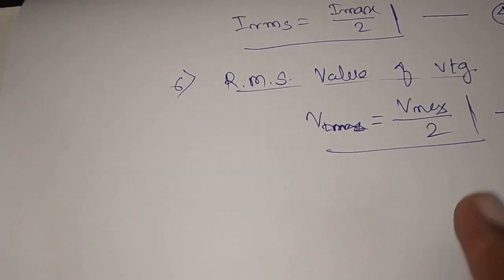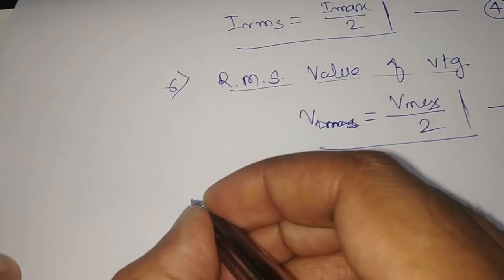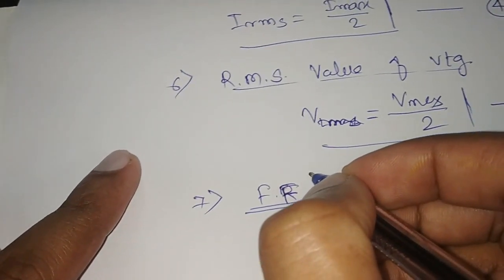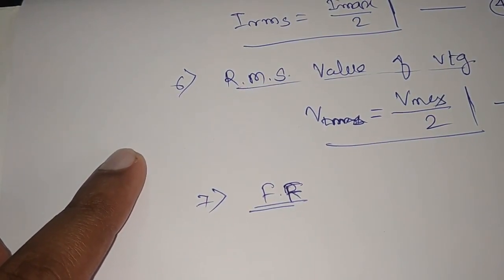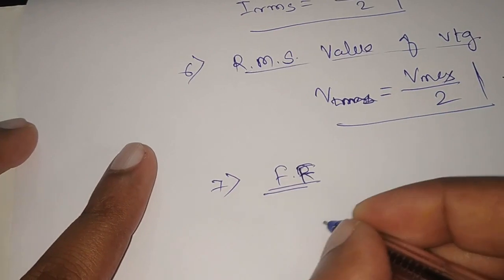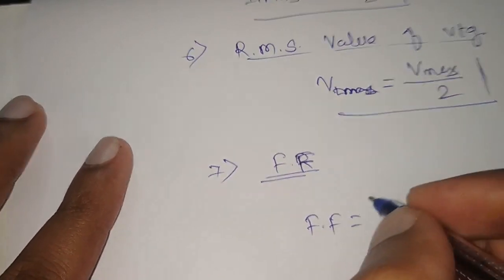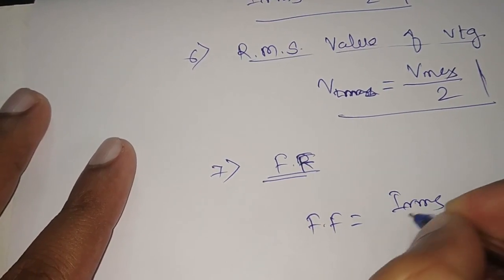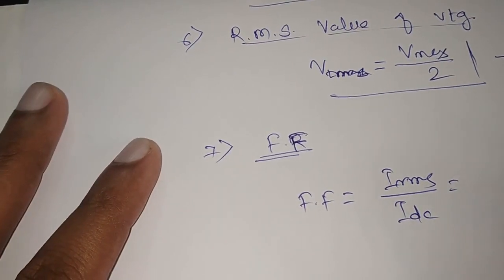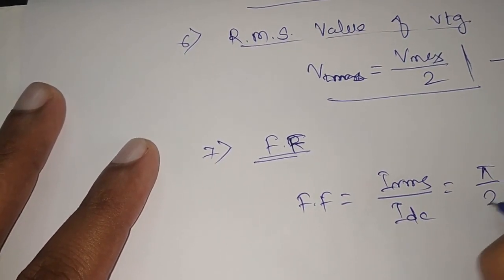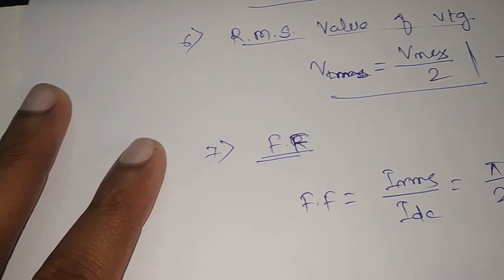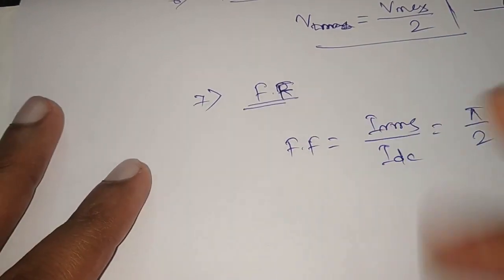Next parameter we have to see is form factor, and let us see first form factor. What is form factor? Form factor is the ratio of RMS value to average value. RMS value and average value we have already calculated. So what will be the form factor from there? If we keep the value of say RMS divided by DC value, IDC, if we keep these values, we get pi by 2. That will be equal to 1.57. Now this is the form factor.